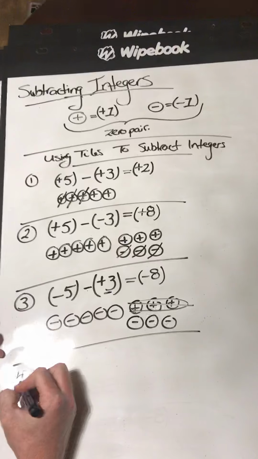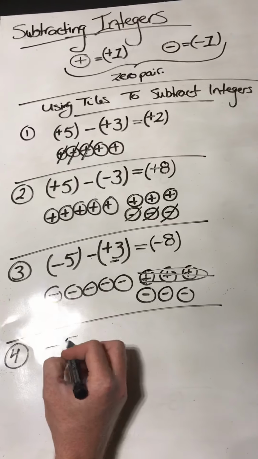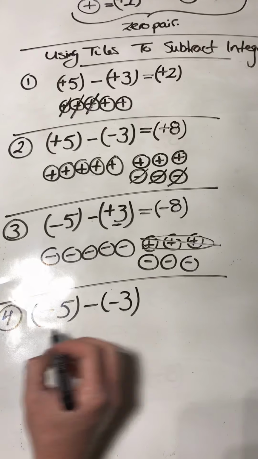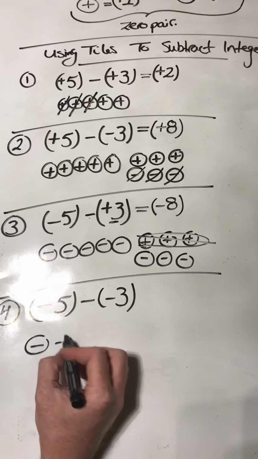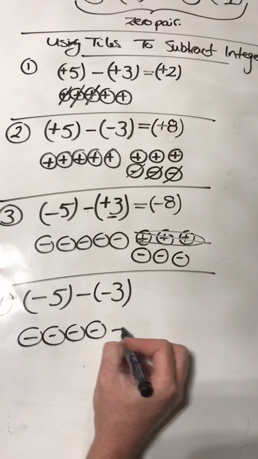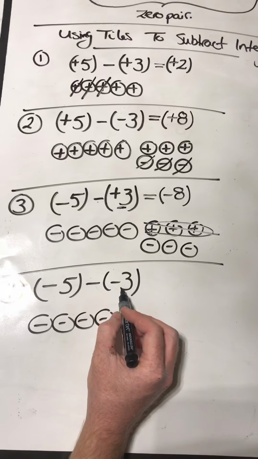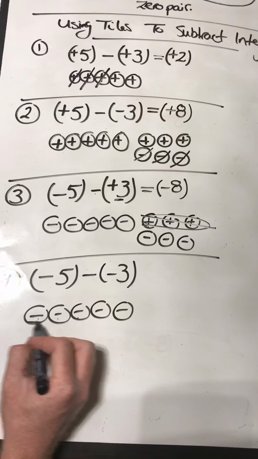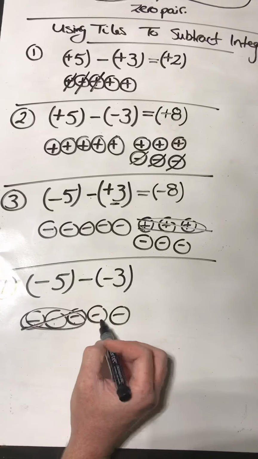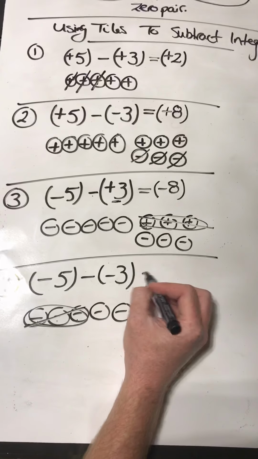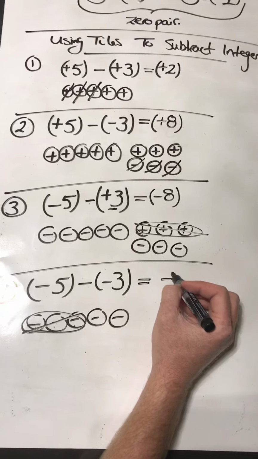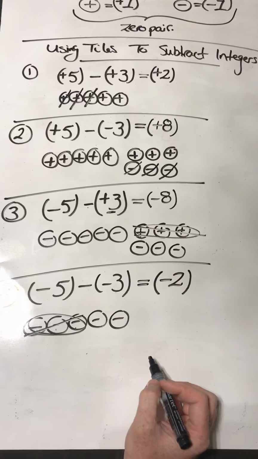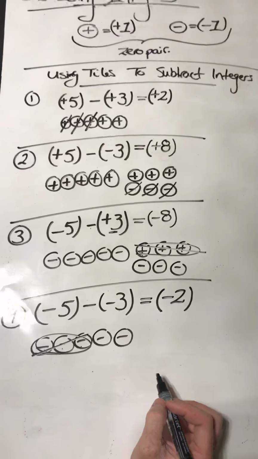And our fourth example here is negative 5 subtract negative 3. So I start with my 5 negative tiles, and I want to take away 3 negative tiles. So do I have 3 negative tiles that I can take away? Yes, I do. 1, 2, 3. There's 3 negative tiles I can take away, and I am left with 2 negative tiles. So the answer is negative 5 subtract negative 3 is negative 2. All right, and that is using tiles.